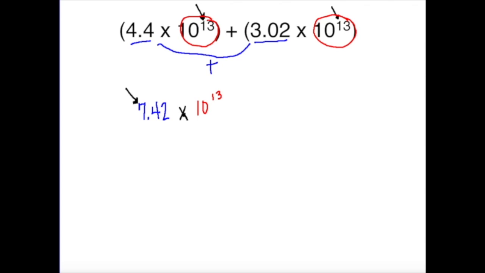But let's take a look at another example, because this one was easy. Both powers of 10 were the same, and then when I got my answer, it was already a number between 1 and 10. So let's take a look at another example.